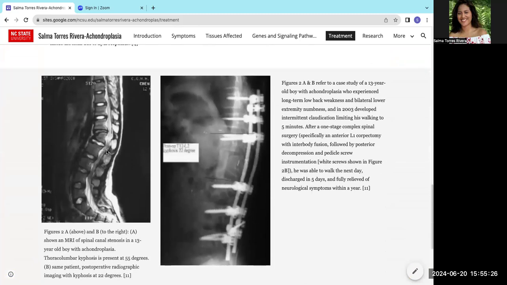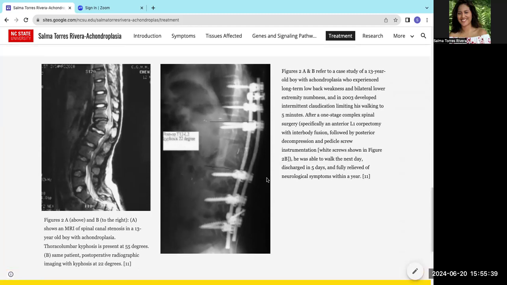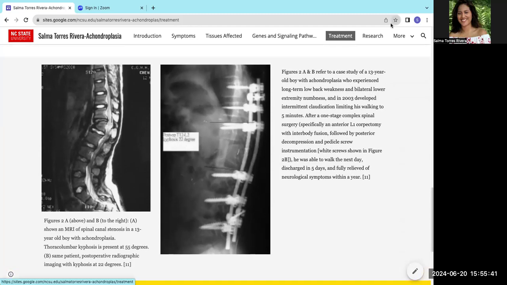And then here I wanted to highlight this severe kyphosis seen at 55 degrees being surgically treated with screws to aid it to 22 degrees. And then for research, I didn't go in depth also.